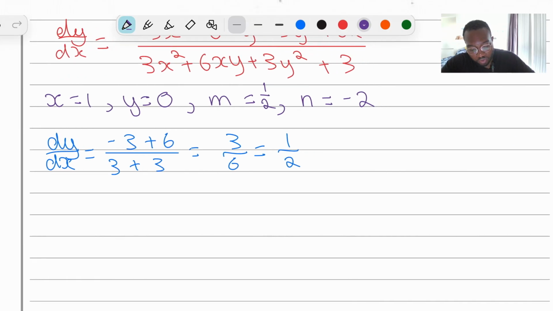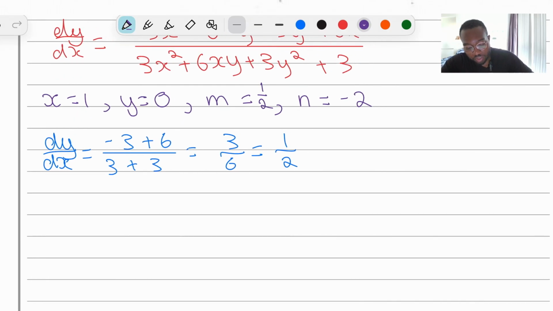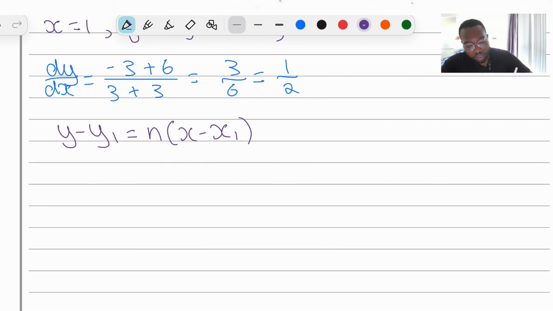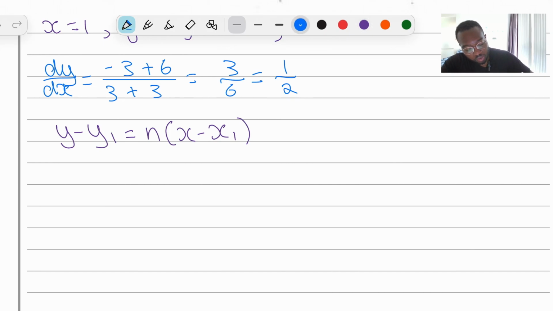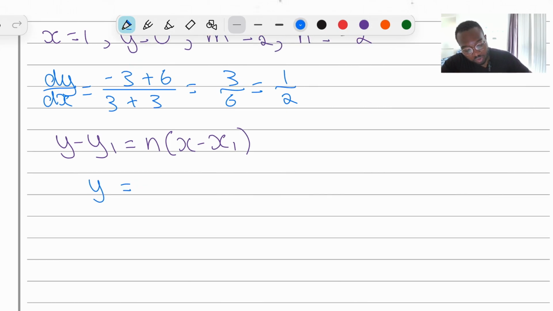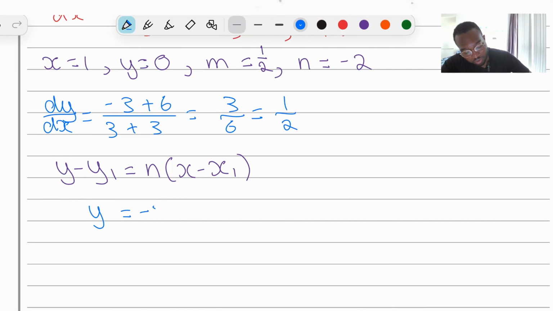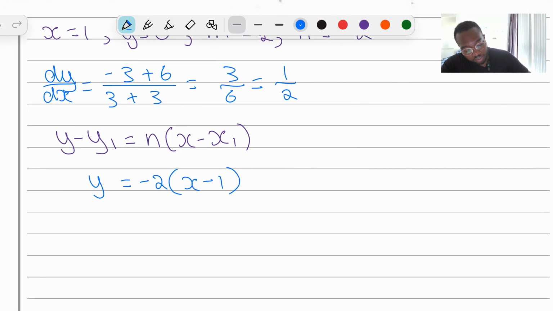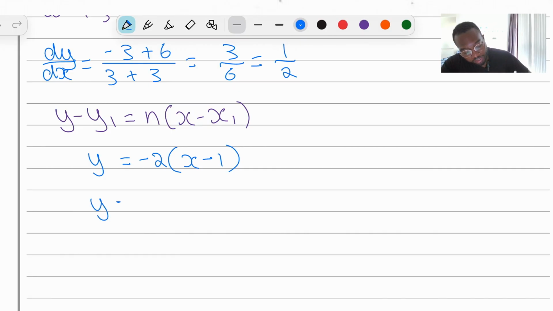And that's all the information we need to know. Now we can use the formula: y take away y1 is equal to n times x take away x1. And if we work that out, we get y minus 0, which is just y, is equal to n, which we know is minus 2, times x minus 1. And if you work this out, you get y is equal to minus 2x plus 2.